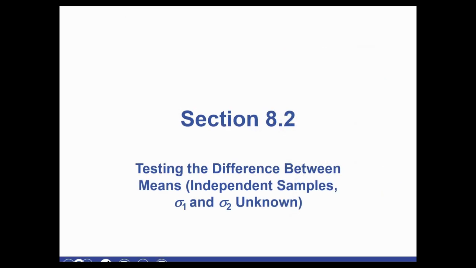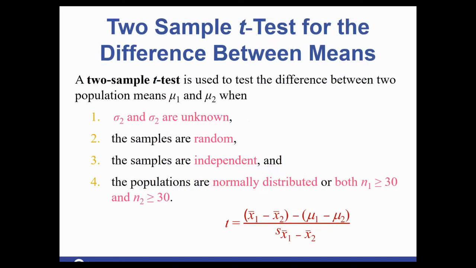Here's our next section of two-sample hypothesis testing. We're still using independent samples, so two different groups that we are comparing, but now our population standard deviations are unknown. So for this, because we don't have population standard deviations, we're thinking t-tests.